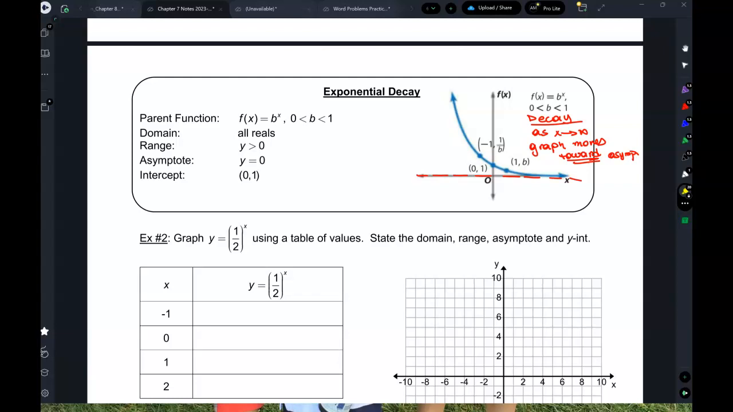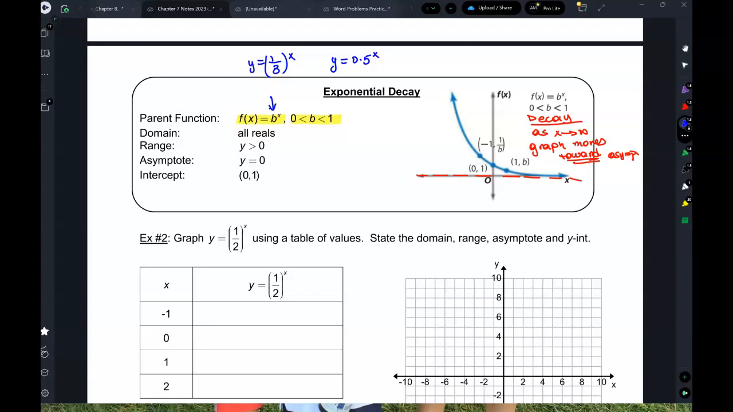Okay, now look. How do you know from the function? Well, it's because that number b has to be somewhere between 0 and 1. So for example, y equals 1 over 3 to the x. That's exponential decay because 1/3 is between 0 and 1. y equals 0.5 to the x. Exponential decay. Okay.